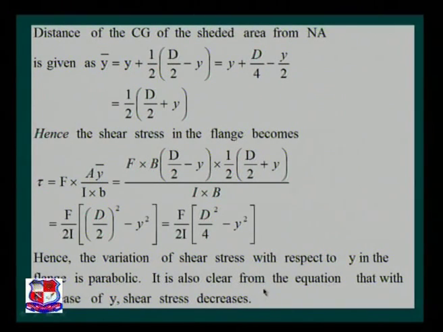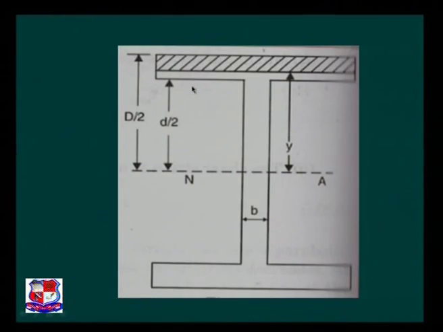So, the distance of the CG of the shaded area from the neutral axis is given by the formula y bar is equal to y plus half bracket D by 2 minus y. Please understand this one very carefully. Now, if you want to understand on this tabletop, let us understand on the tabletop. This is the given I section. This is the neutral axis.